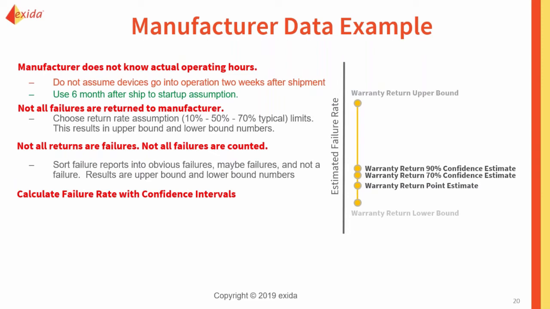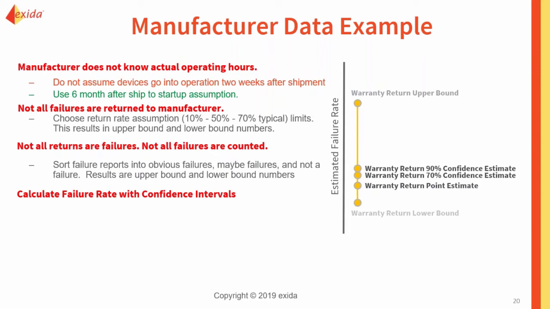So when we talk about field return studies, we usually choose a return rate assumption. It can be anywhere from 10, 50, or 70% that are actually returned. Then we look at how not all returns are failures and not all failures are counted. These kind of go together.